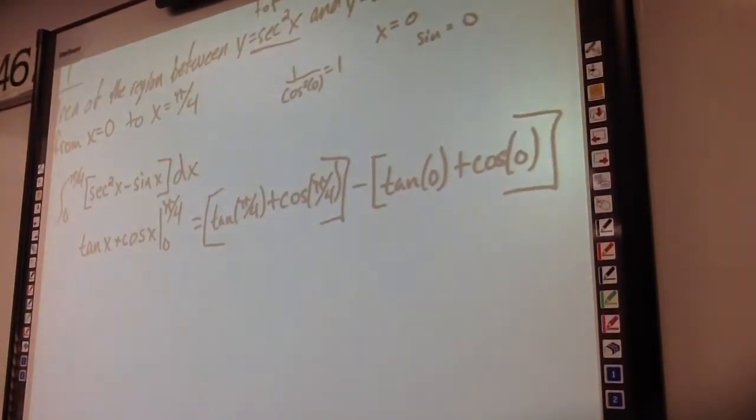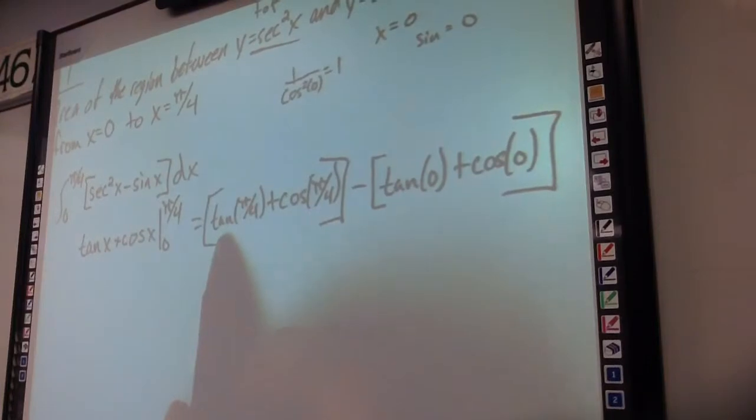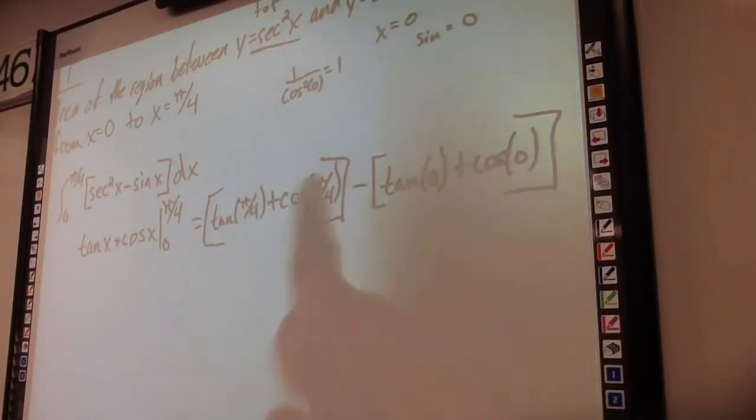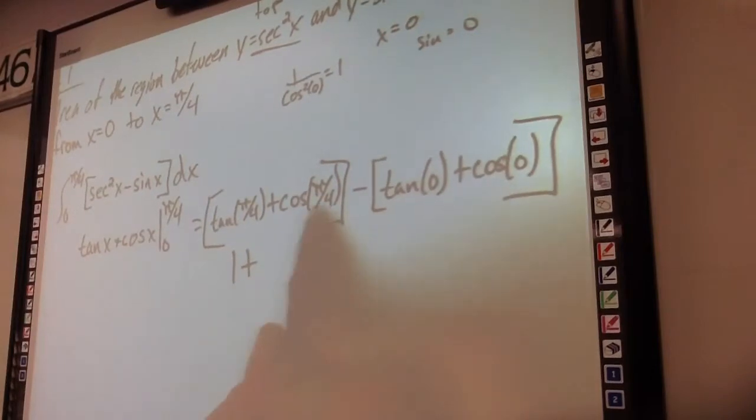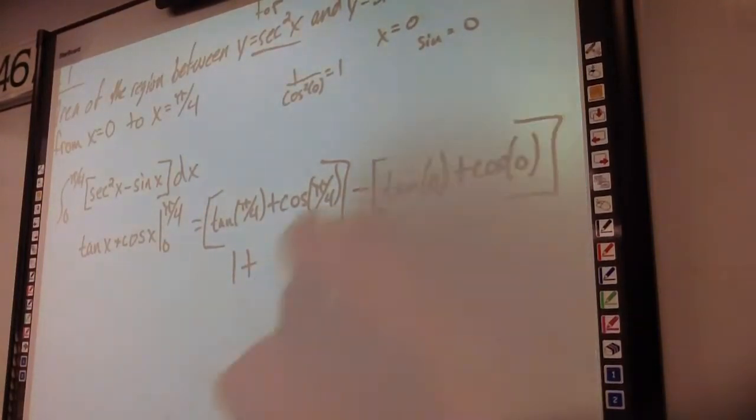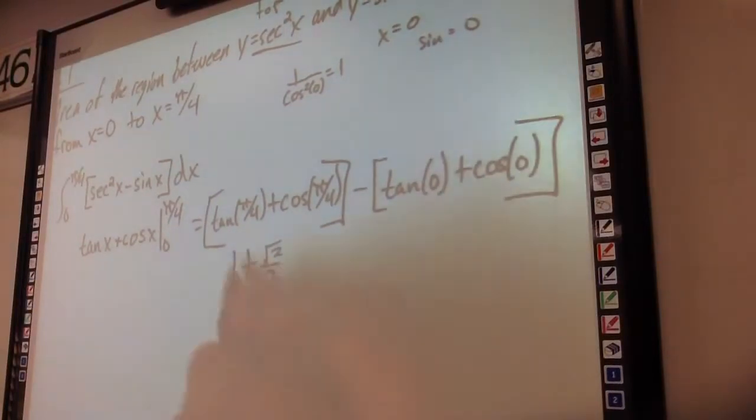We can just use a calculator. All you gotta do is picture this in your head. At pi over 4, those are equal, right? Because it's halfway there, so it'd be a 45-degree angle. Sine and cosine are equal. Pi over 4 is in the middle of pi over 2. So that means sine and cosine are equal, root 2 over 2. Tangent is sine over cosine, right? So that's 1. 1 plus root 2 over 2.